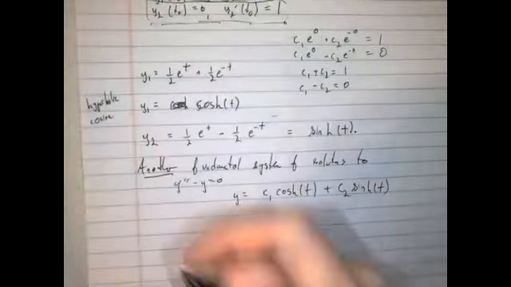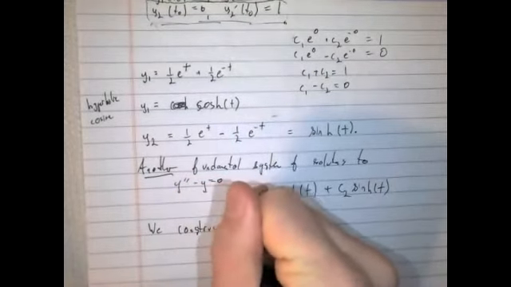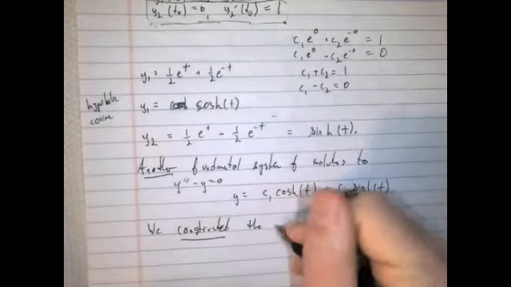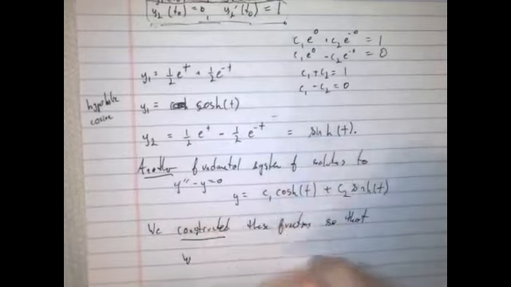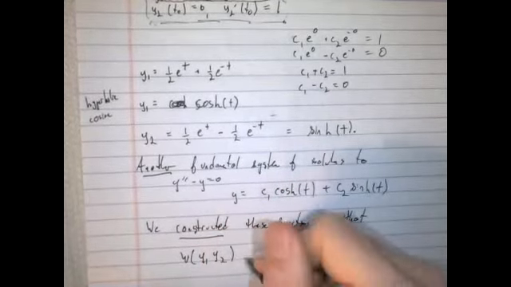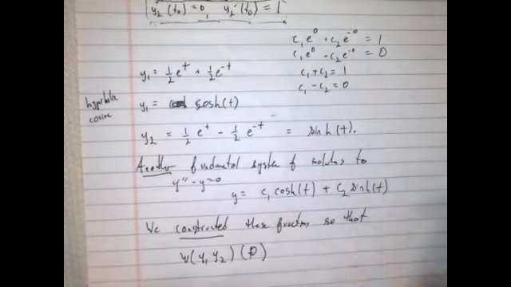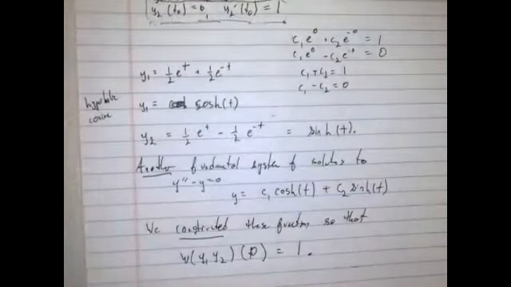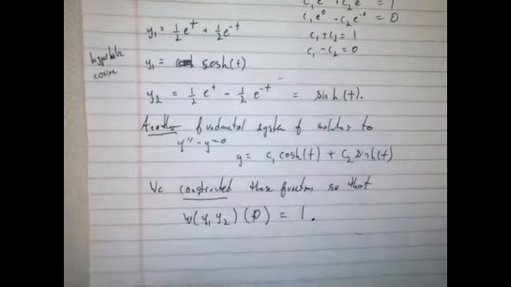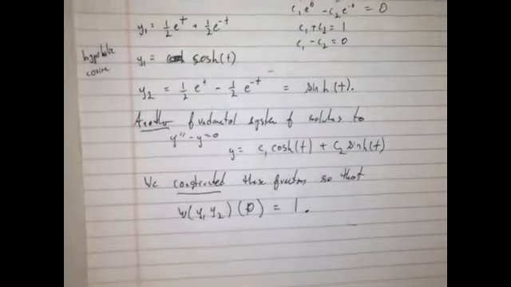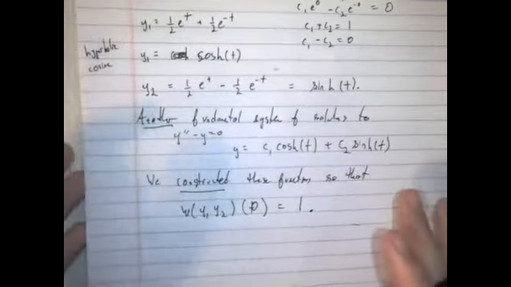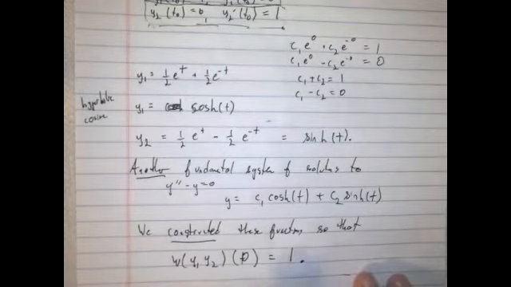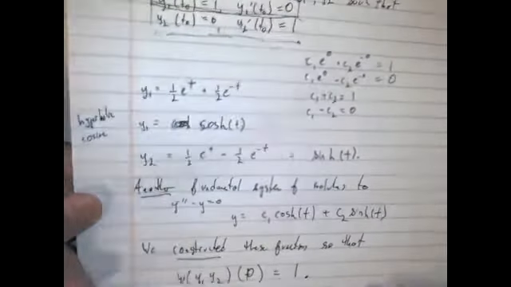So we constructed these functions so that the Wronskian w of y1, y2 evaluated at 0 is equal to 1. So they're guaranteed to be linearly independent in our suitable sense, which means the Wronskian doesn't vanish. Does that mean we didn't have uniqueness? We certainly have uniqueness. We have existence and uniqueness, but the point is there are many different ways of writing the family.